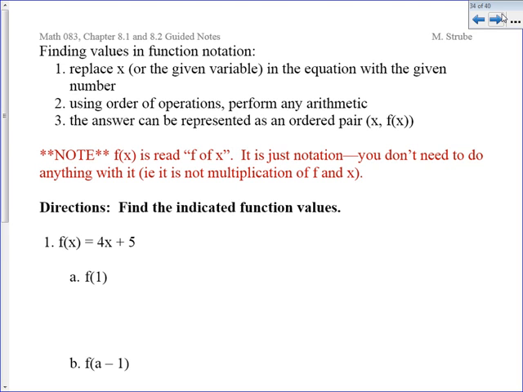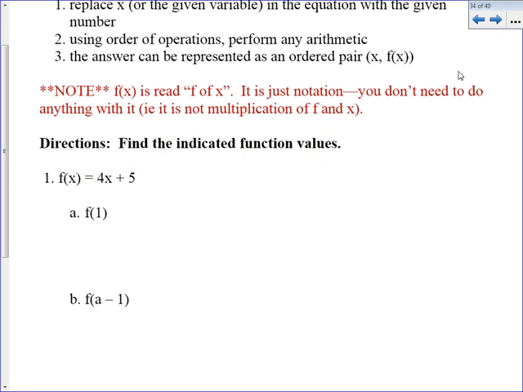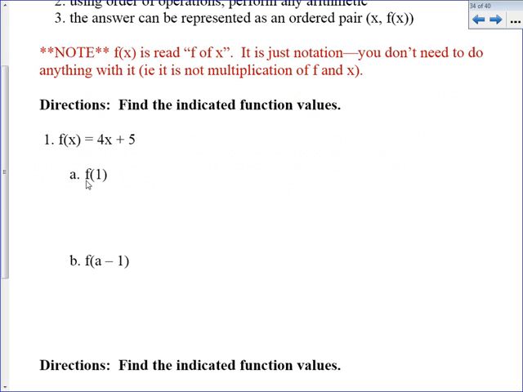And then the types of problems we're going to do here in 8.1, 8.2 say now replace the x with either some number or expression. So my function is f of x equals 4x plus 5. I want you to find f of 1. All that means is go to your function, and everywhere you had an x, replace it with a 1. So I'm going to take my function, and where I had an x, I'm just going to replace that x with a 1.